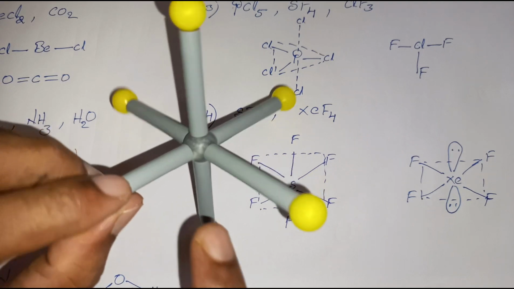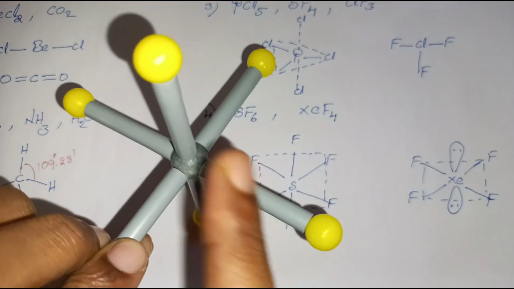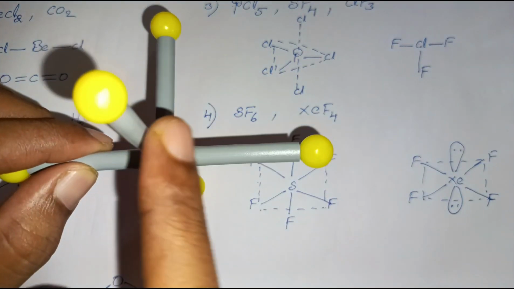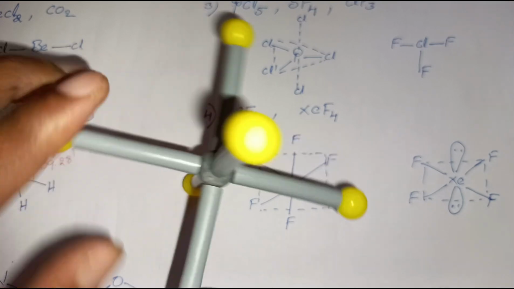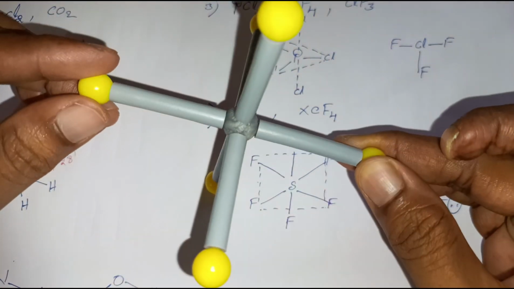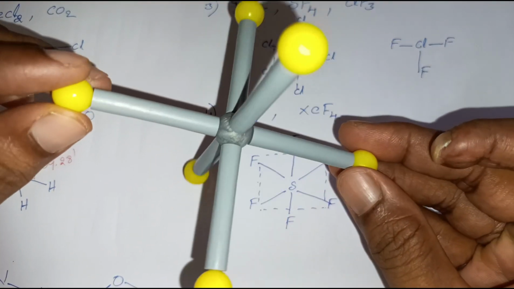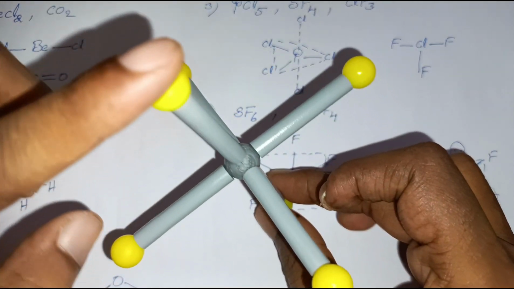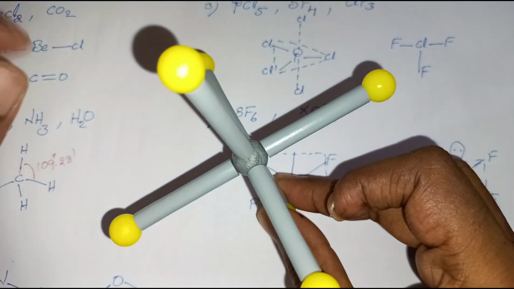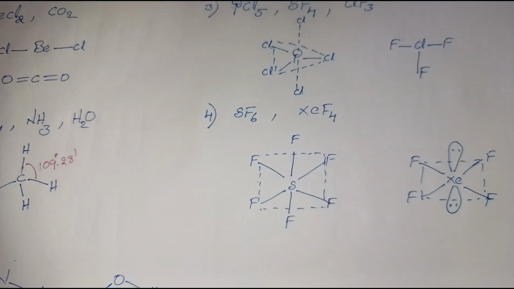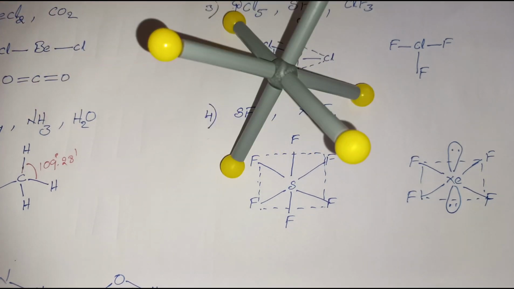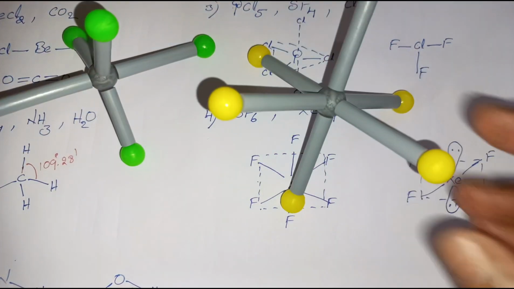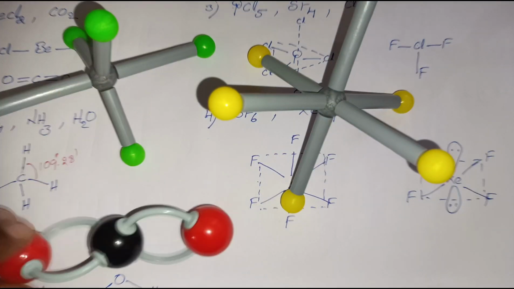What is the bond angle here? In SF6, 90 degrees, perpendicular. The question previously asked based on this: how many 90 degree bond angles are present in this molecule? So these are a few examples, students, of identification of the shapes of molecules.